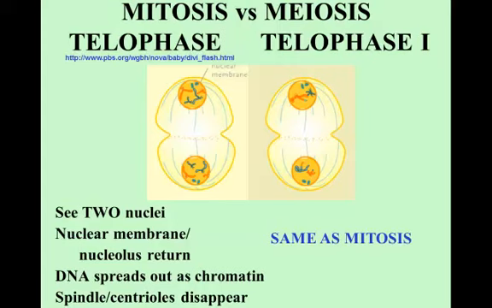Some cells actually put the nuclear membrane back. There are some cells that kind of do a little semi-reset and don't totally return the cell back to the way it was because we're going into another phase. But basically, nothing different is going to happen in telophase 1.